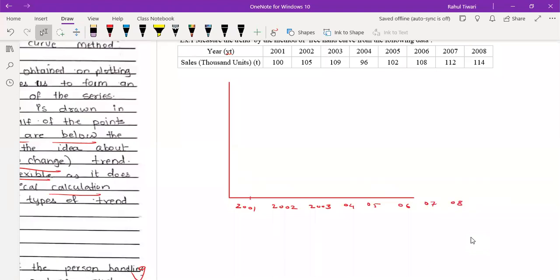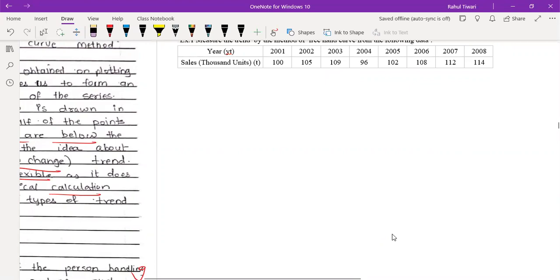I'll just take this point. There's some more distance, but I will just consider that. But you consider properly. So 1, 2, this is 3. This could be 4. So you can start drawing the data.